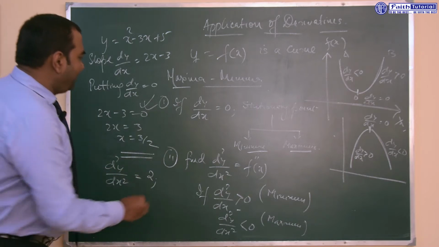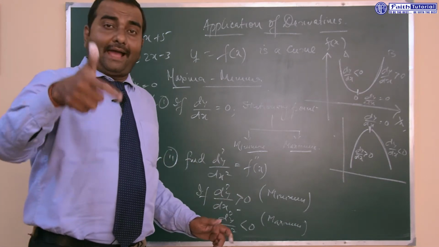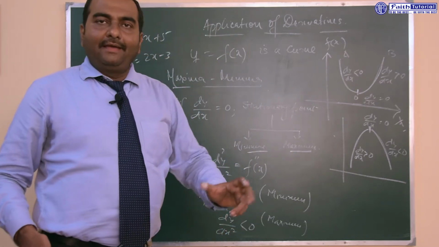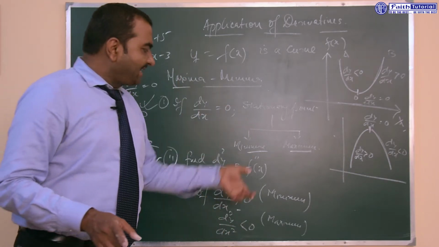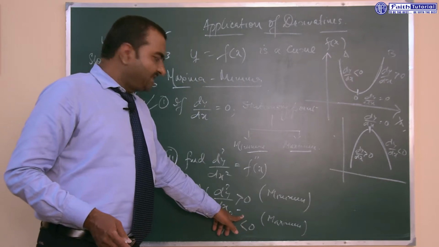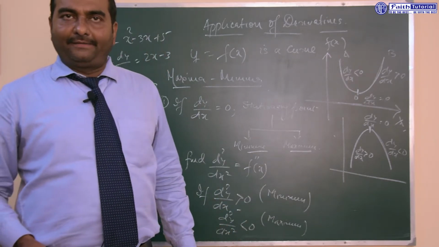So that's the second criteria for a function to be maximum. The first criteria actually helps us to understand the stationary point, and the second criteria helps us to decide between the maximum or the minimum. Yes, it's greater than 0 for the minimum, and it is less than 0 for the maximum point.